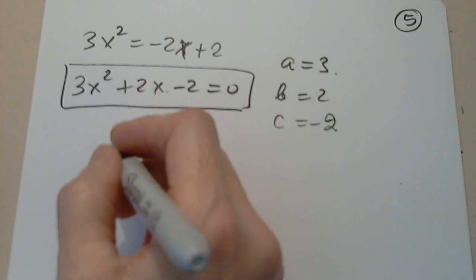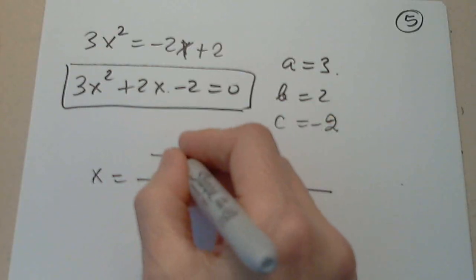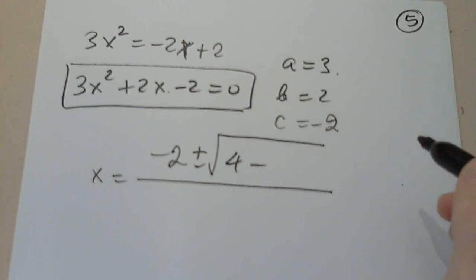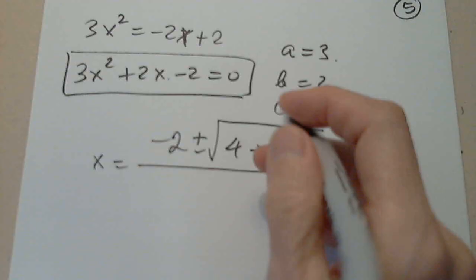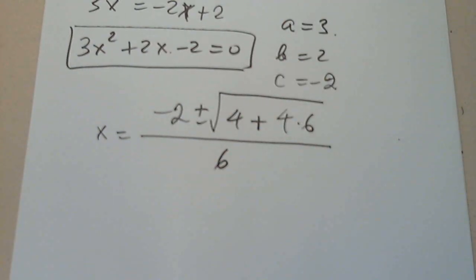So now in the quadratic formula, all I have to do is write negative B plus or minus the square root of B squared minus 4AC over 2A. 4 times A times C is 6, and it's minus, so I'm going to change this to plus. Any questions so far? Okay.